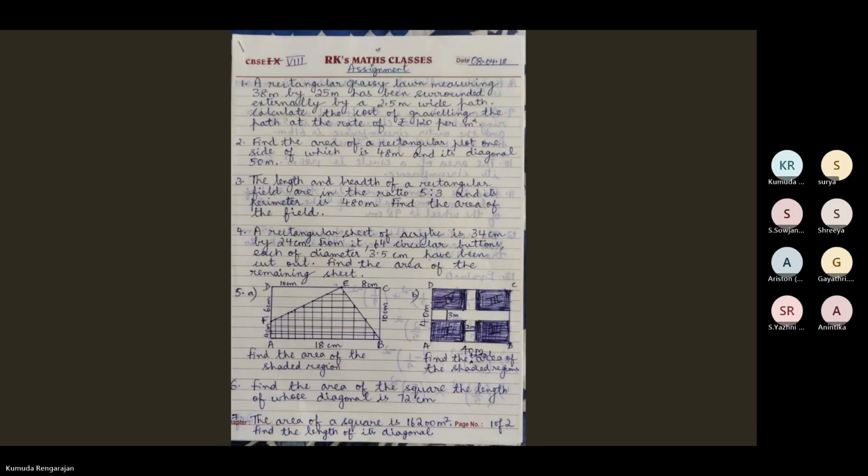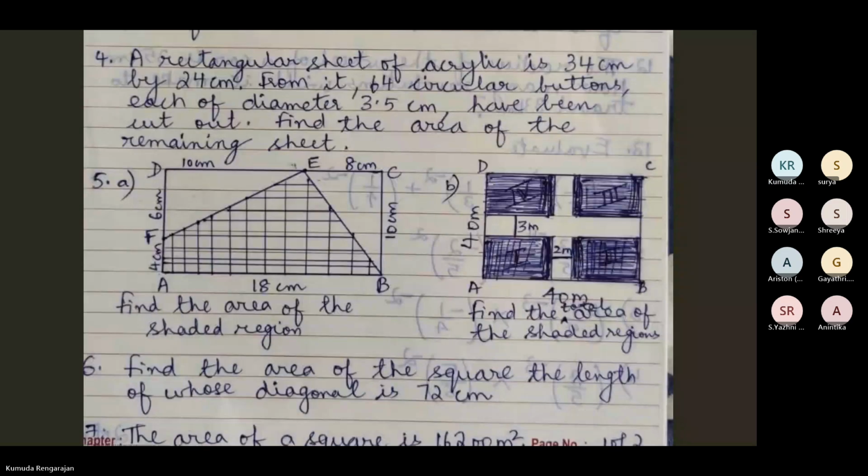Next one. You can see the figure there in 5A. Find the area of the shaded region. That's the question. I want you to do this for yourself. Find the area of the rectangle ABCD. That's the first step. Listen to me. And then find the area of this triangle FDE and the area of the triangle BCE.